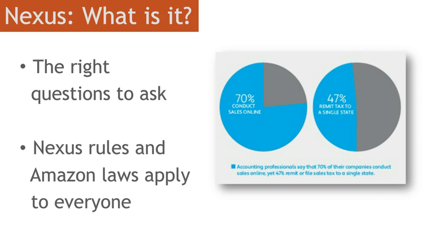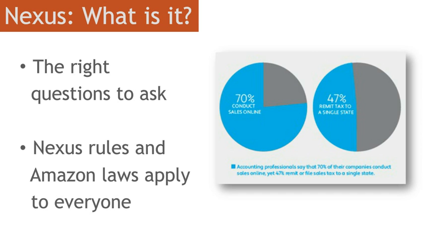Well, Nexus means substantial physical presence, and that stems back from a landmark court case in 1992, Quill Corporation versus the state of North Dakota. And basically what happened is Quill Corporation was a catalog company, and they were selling all over the United States. They were sending catalogs out, and they were selling office supplies via the mail.